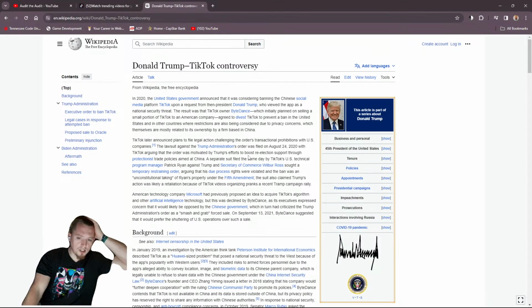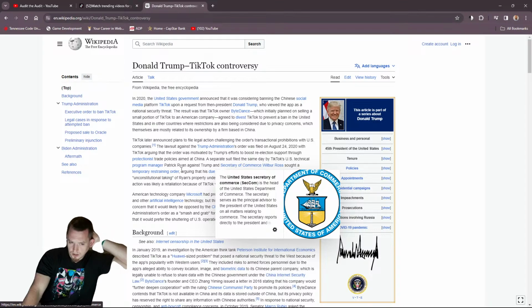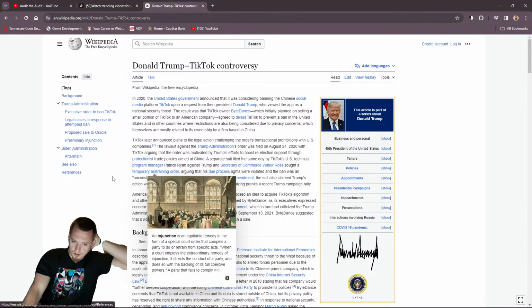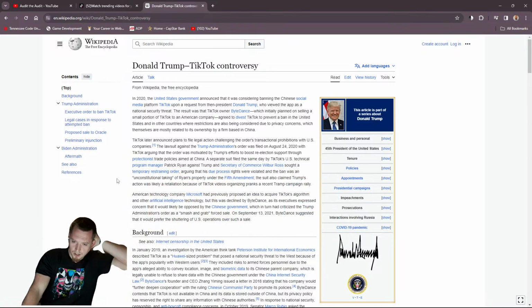A separate suit was filed the same day by TikTok's U.S. technical program manager, Patrick Ryan, against Trump and Secretary of Commerce Wilbur Ross. It sought a temporary restraining order, arguing that his due process rights were violated and the ban was an unconstitutional taking of Ryan's property under the Fifth Amendment.